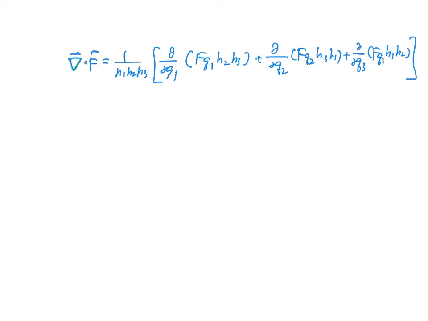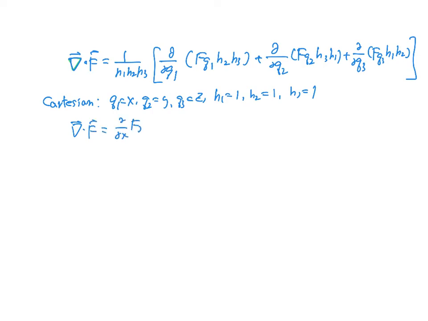So Cartesian coordinate. Q1 is x, Q2 is y, Q3 is z, H1 is 1, H2 is 1, H3 is 1. So divergence of F is very simple, right? Simply partial x, partial Fx, partial y, partial Fy, partial z, partial Fz.